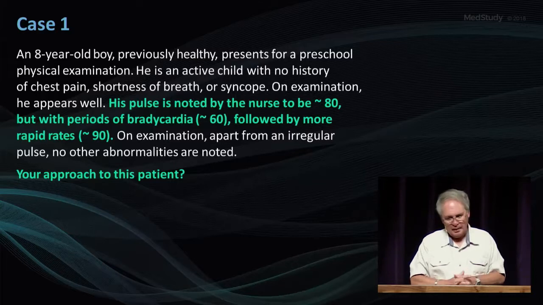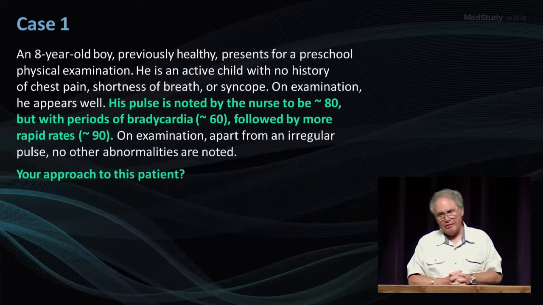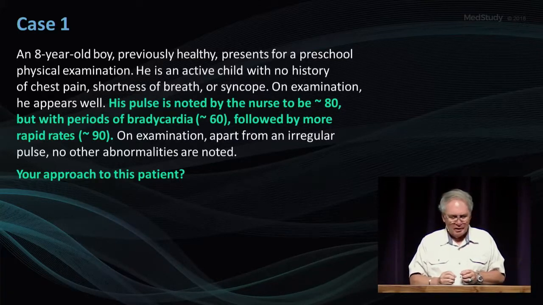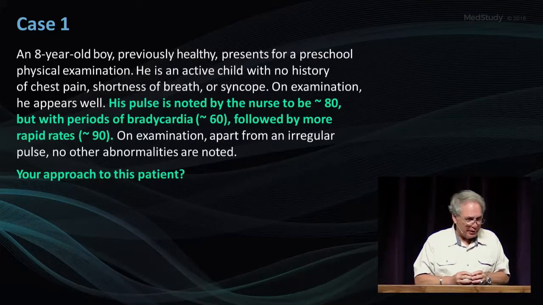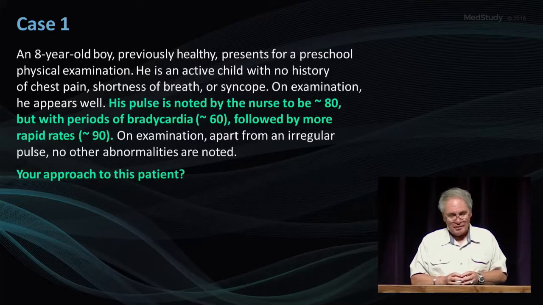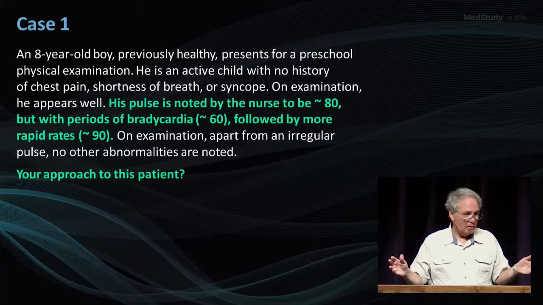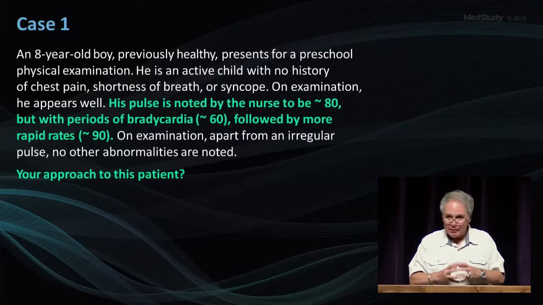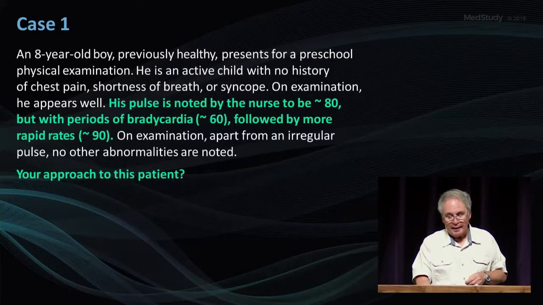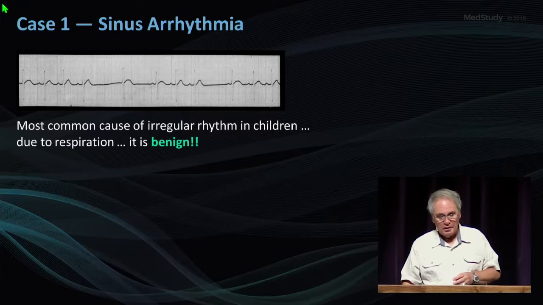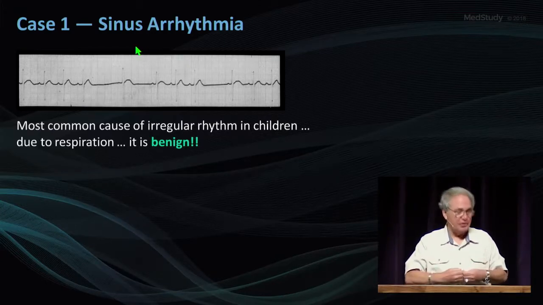Okay, here's a case. 8-year-old boy, previously healthy. The important stuff's in green here. His pulse is noted by the nurse to be 80, but with periods of bradycardia, followed by more rapid rates. On exam, apart from this irregular rhythm, no other abnormalities are detected. So you might get an electrocardiogram or a rhythm strip to see what this rhythm is. And it is by far most likely to be what we call sinus arrhythmia, changes in the sinus rate due to breathing.